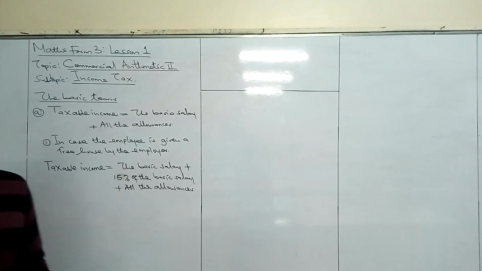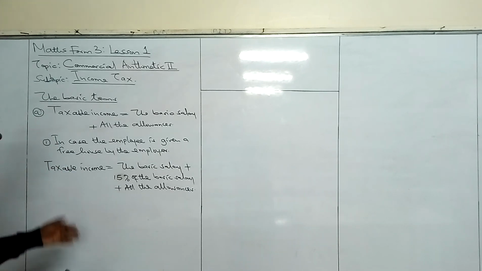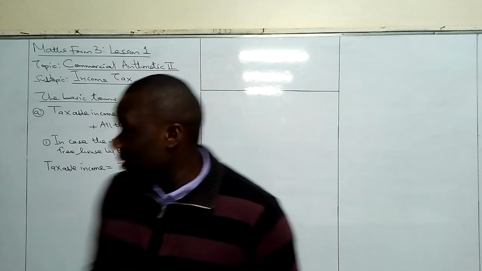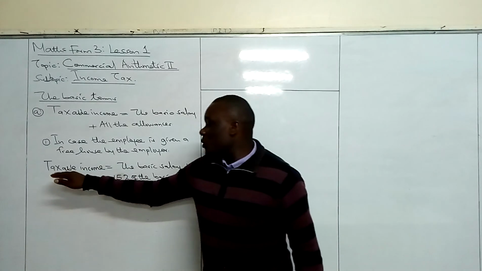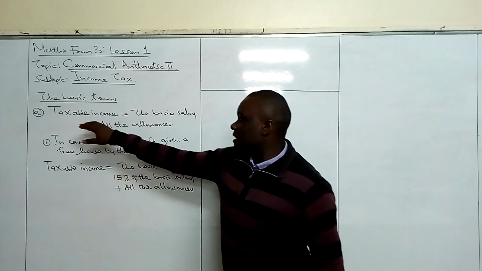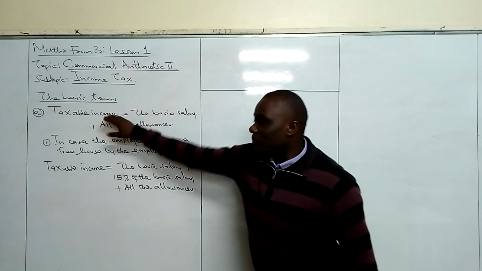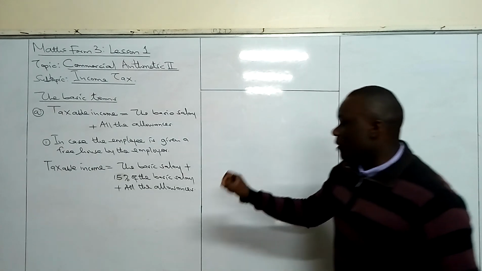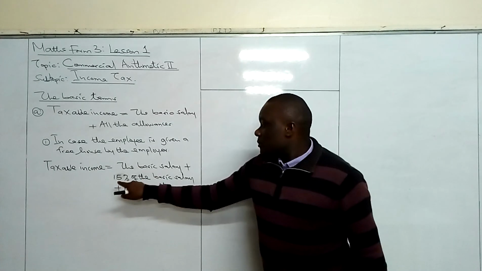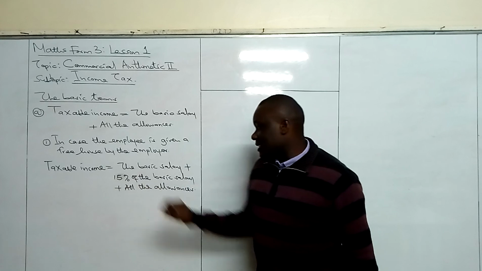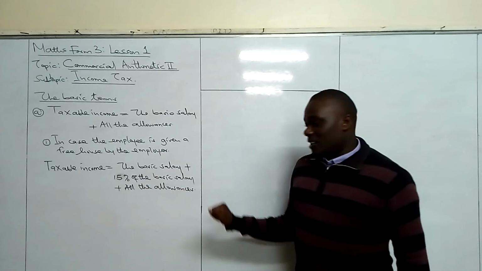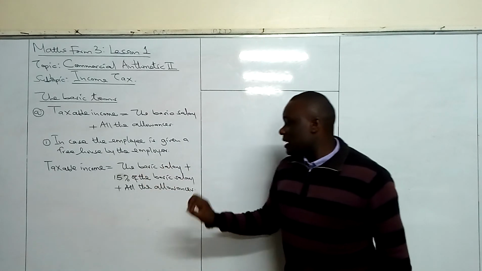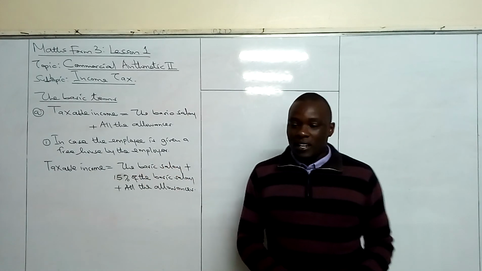So in any given question, if you are told that the employee was given a free house, then it means the way you will determine taxable income won't be the same as applying the first formula directly. Then you have to remember that you need to determine 15%, which is the same as 15 over 100 of the basic salary given. Then you add it to the basic salary, then you add all the allowances.